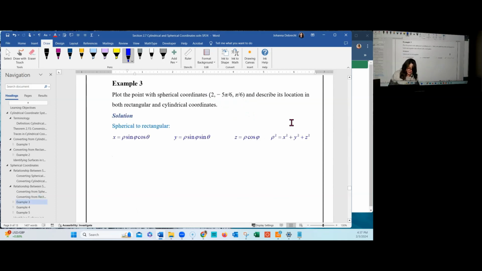Let's go ahead and take a look at example 3. In example 3, we want to take the point in spherical coordinate system and describe its location in both rectangular and cylindrical. So we want to go first from spherical to rectangular, and then we can go from spherical to cylindrical or from rectangular to cylindrical, whichever way you want to go. So go ahead and pause the video, work it out, then turn the video back on, and we'll compare our answers.